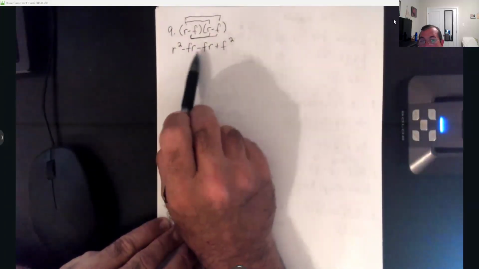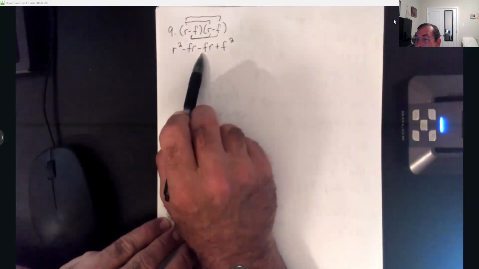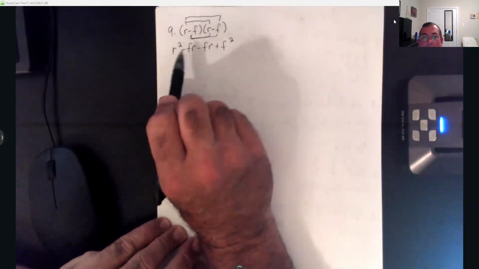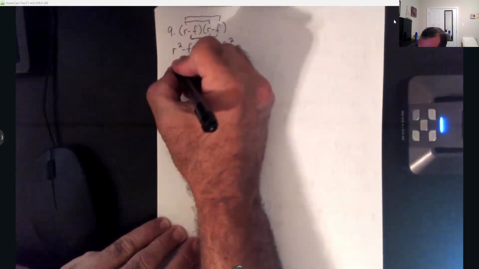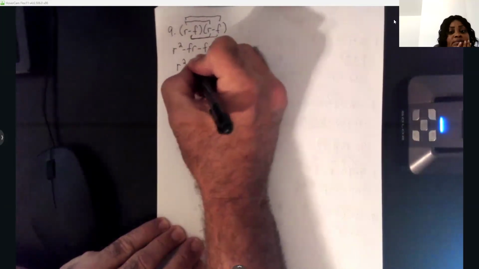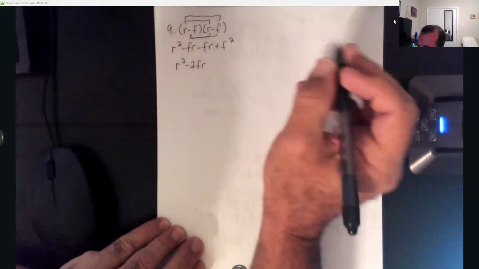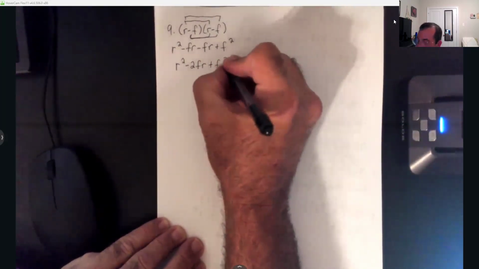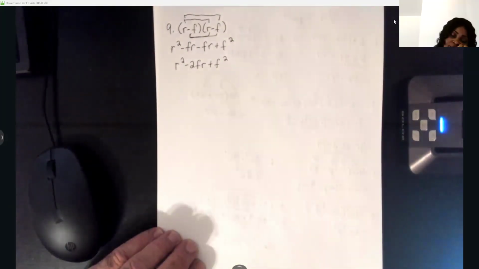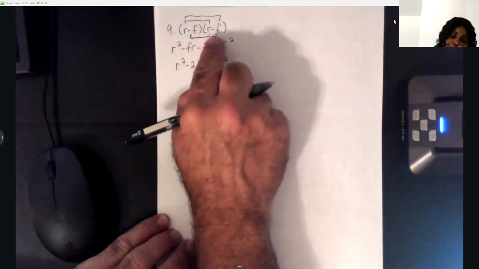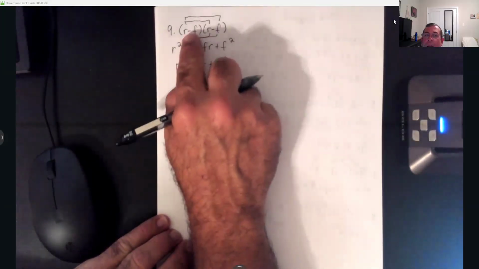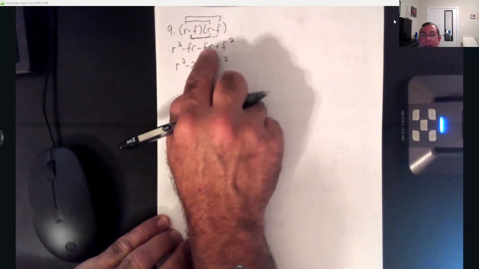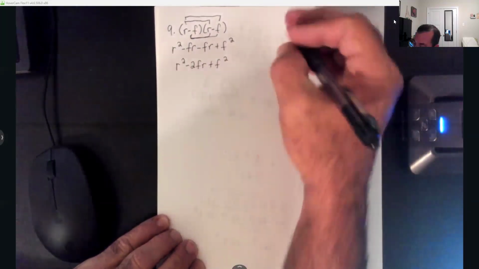Now, these don't cancel. That's a -1 and a -1, so that's going to make a -2FR. So I got my R squared, minus 2FR, plus F squared. So if they're not conjugate pairs and they're the same factor being multiplied, you get the identical terms in the middle that you double.